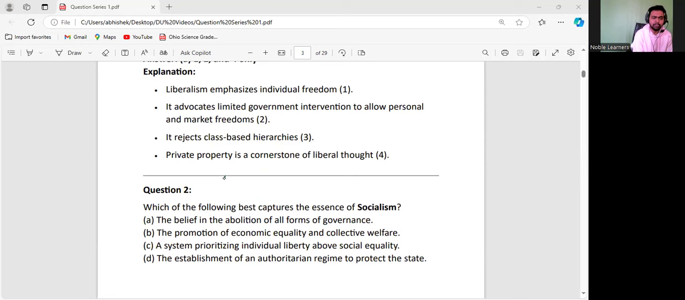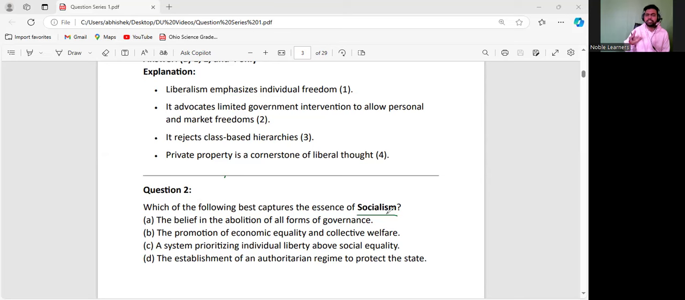The belief in abolition of all forms of governance, the promotion of economic equality and collective welfare, a system prioritizing individual liberty above social equality, the establishment of an authoritarian regime to protect the state. Now pause the video and try to think of the answer in your mind. Now let us answer this question. When we are talking about socialism, these are all ideologies.